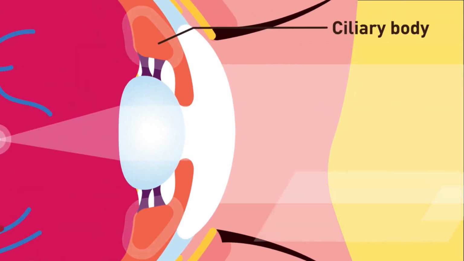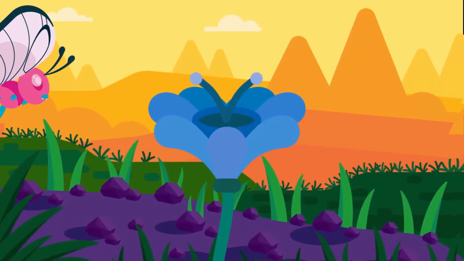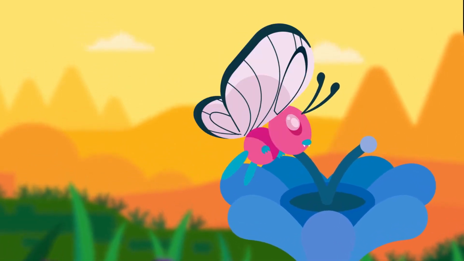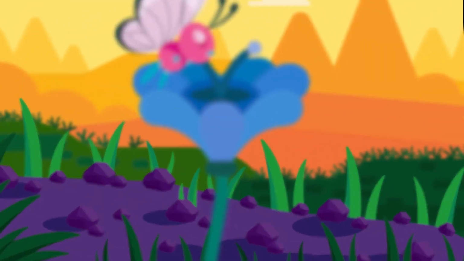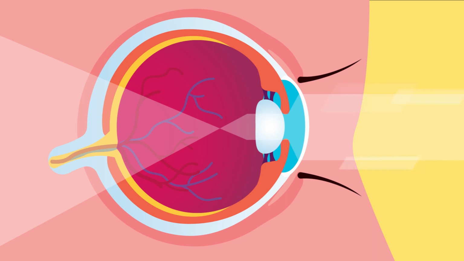Ciliary body is a muscle that is able to contract and relax. This contraction adjusts the focus strength of the lens when seeing near or distant objects. Vitreous humor is a transparent jelly-like substance at the rear of the eye. It refracts light and, together with aqueous humor, maintains the shape of the eyeball.